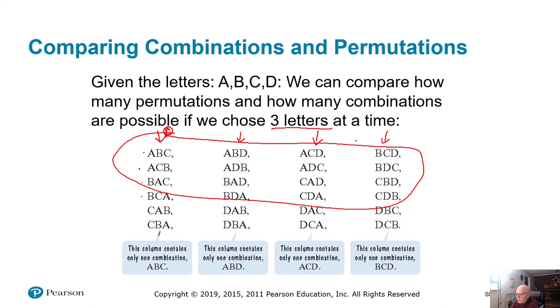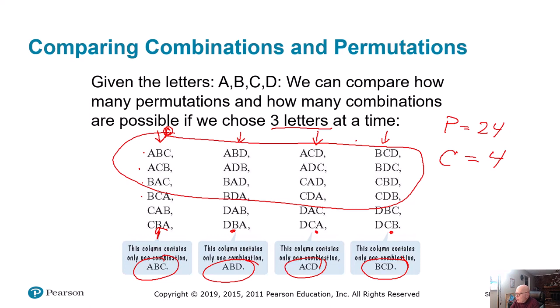This group is one combination because they're all made of the same 3 letters, same 3 letters, same 3 letters, same 3 letters. So how many permutations do we have here? Well, 6 times 4, we've got 24 permutations. How many combinations? 1, 2, 3, 4.